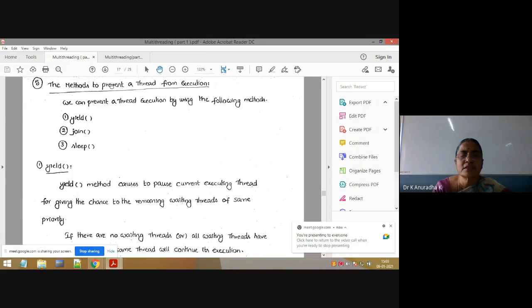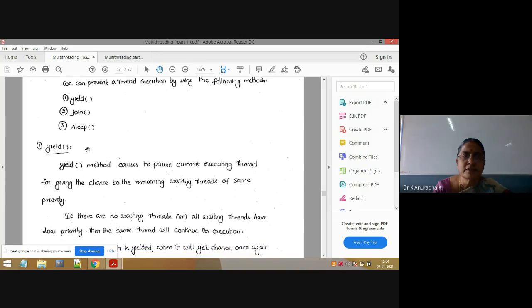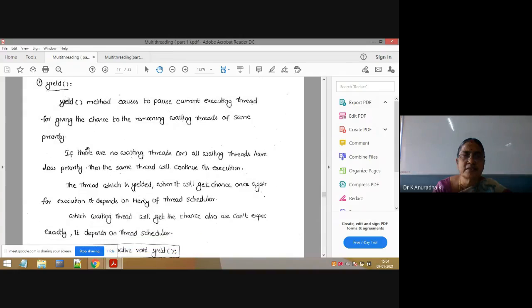So here are the methods to prevent a thread from execution. These three methods are used to prevent a thread from execution. They are yield, join, and sleep. We will see them one by one. First method is yield method.